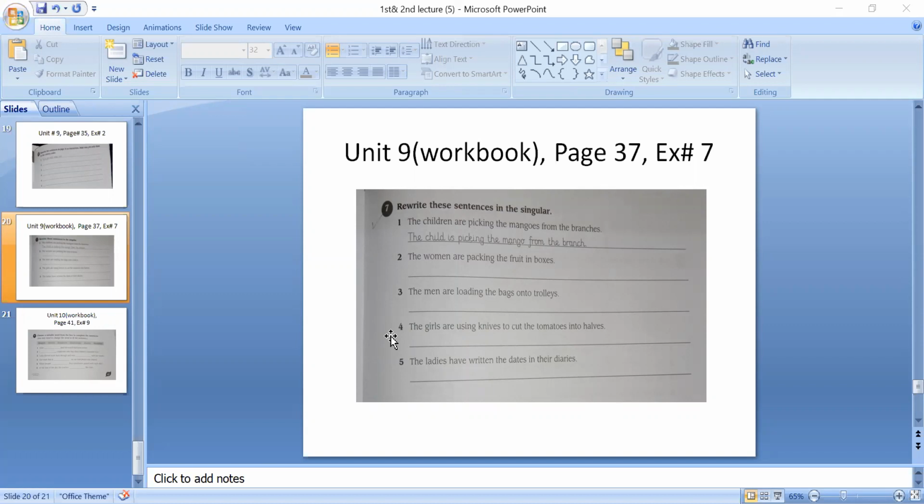Men will be converted into man. Are will be changed into is. Bags will be changed into bag. Trolleys will be changed into trolley. So the sentence will be, the man is loading the bag onto trolley. Are you getting it, beta? Yes. Have you written? Yes. Good.